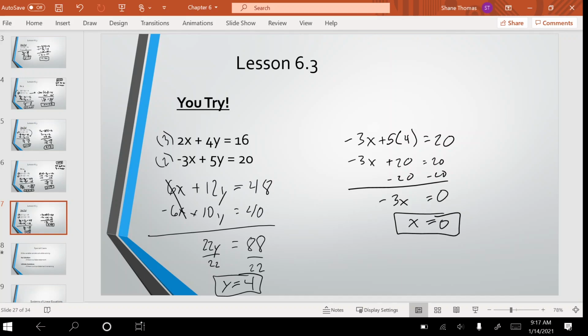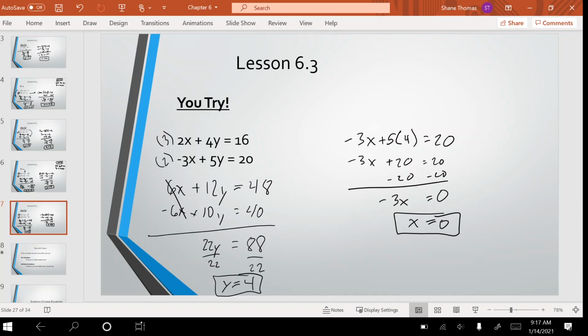Now, he said bottom, you said top. Does it matter which one you plug it into? It does not. Correct. As long as your first answer is correct, it doesn't matter which one you plug it into. You'll get the same one. Any questions on that level 4? You got lucky. All right.